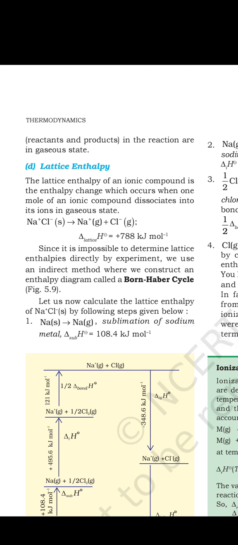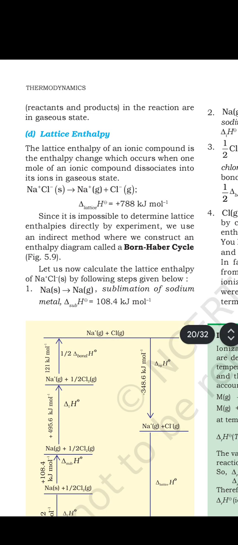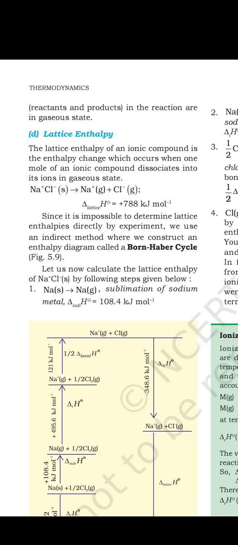Lattice enthalpy. The lattice enthalpy of an ionic compound is the enthalpy change which occurs when one mole of an ionic compound dissociates into its ions in the gaseous state. Since it is impossible to determine the lattice enthalpy directly by experiment, we use an indirect method. We can construct an enthalpy diagram called the Born-Haber cycle. Let us now calculate the lattice enthalpy by following the steps given below.